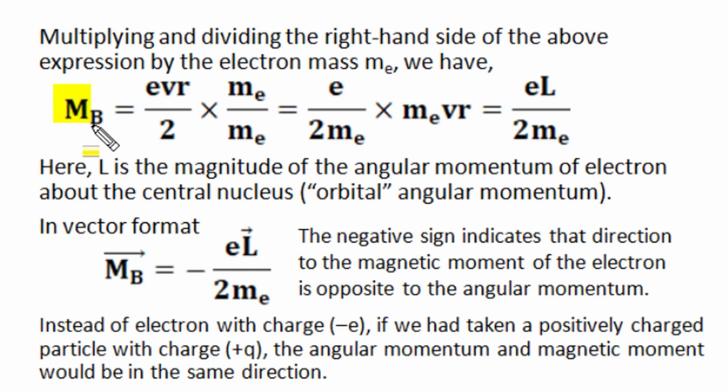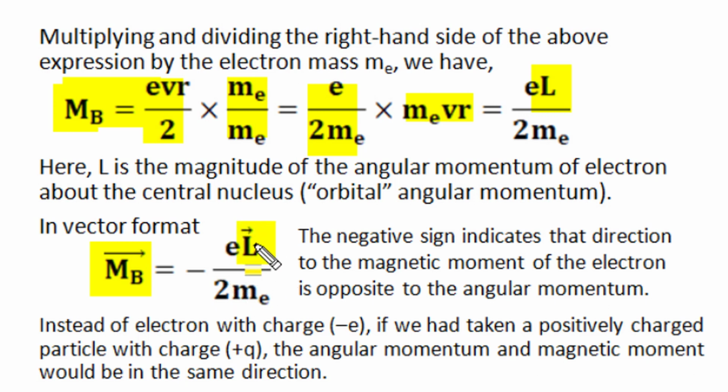The expression of magnetic dipole moment of the orbital electron, evr upon 2, where e is electronic charge, v is peripheral velocity, and r is the radius of the circular orbit, can be converted in terms of angular momentum of the orbital electron by multiplying mass of electron to both numerator and denominator, and this expression can now be simplified as e by 2me, where e is charge and me is mass of the electron. The expression mass times velocity times radius, mvr, is the angular momentum of the orbital electron in the atom, and that is denoted by capital L. And if we use vector format, then we can say the magnetic dipole moment of an orbital circular moving charge is directly proportional to its angular momentum.